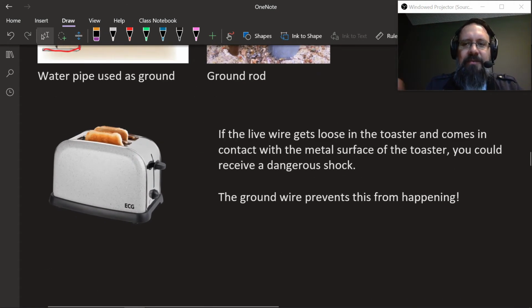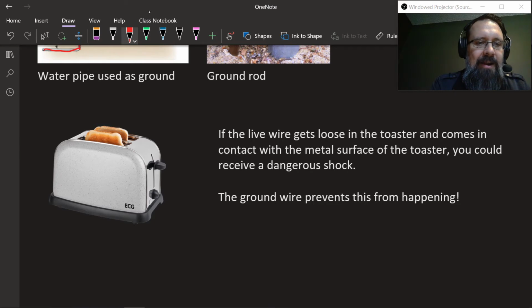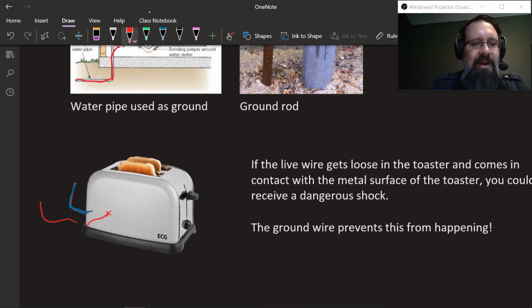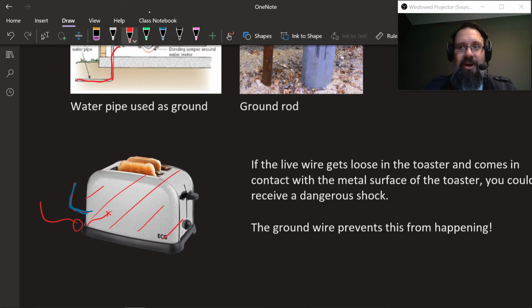So this is what I was telling you before. Let's say you have a toaster and a wire gets loose in your toaster. Instead of the wire connecting out to the circuit like it normally would, you've got your hot wire and your neutral wire. What if one of those wires got loose? Let's say the wire snapped or broke off and it actually ended up connecting to the toaster itself. Now your toaster is becoming electrified. The metal casing on your toaster is now charged, and there's voltage on that toaster now.